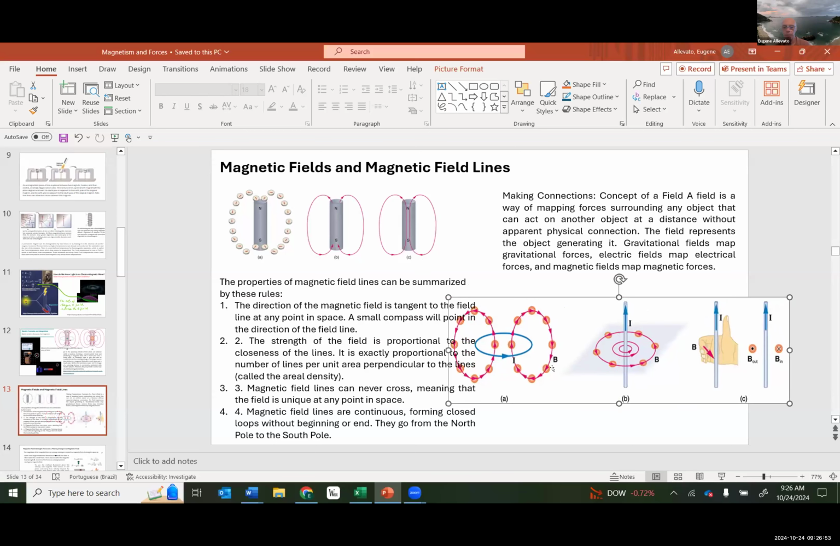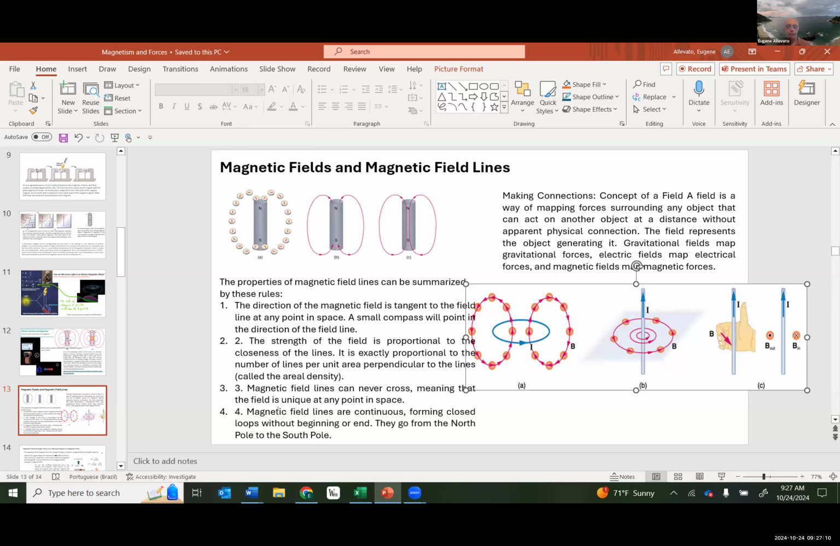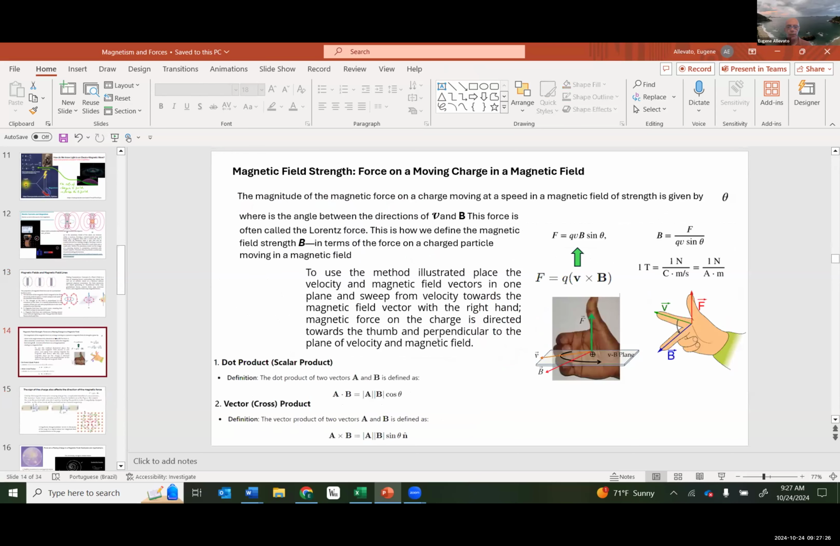Also, if you have a loop, you see the magnetic field going around, with directions going up from inside the loop and outside going around. Okay. Sometimes my computer gets stuck. Okay.